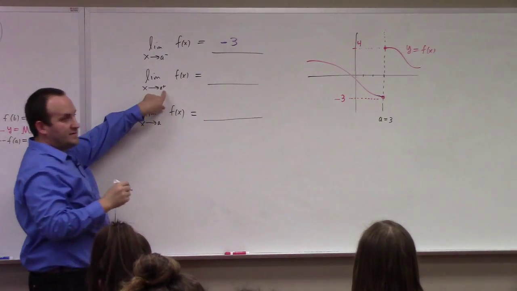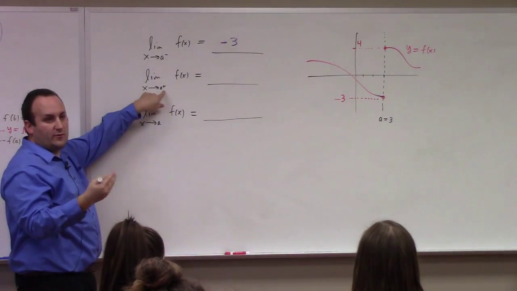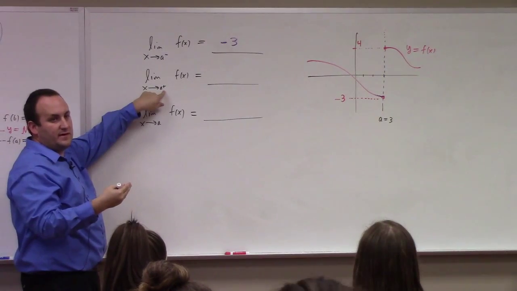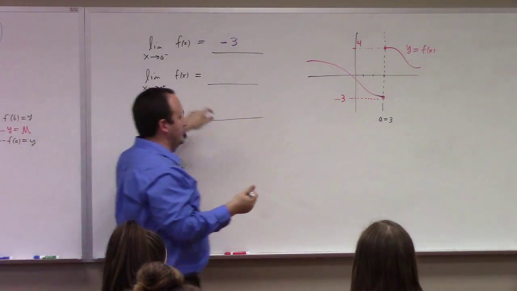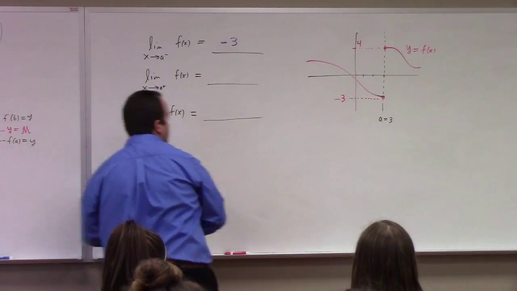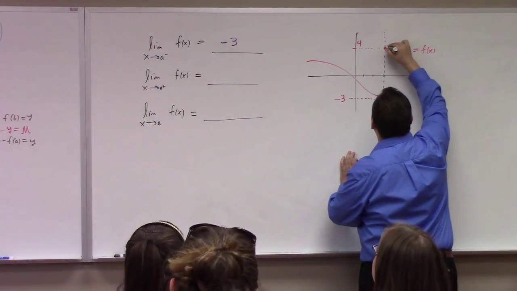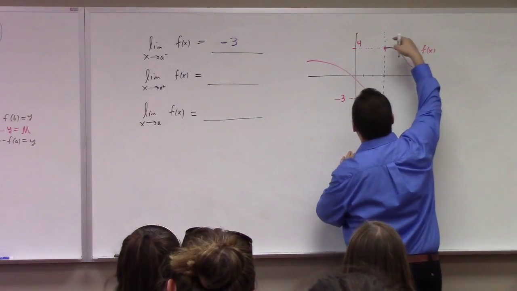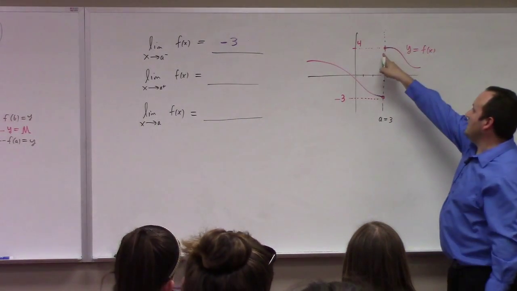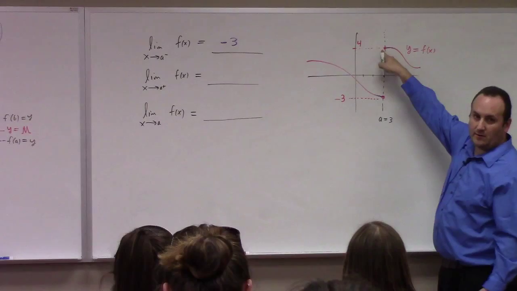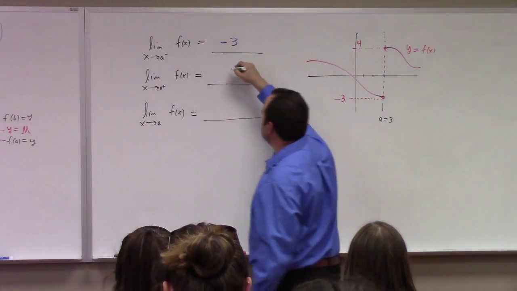Now, this little plus means that you're looking at a right limit. You're approaching the limit point from the right side. So over there, you get closer, closer, closer. See what you're tending to. What are you tending to? You're tending to 4. So the right limit is 4.